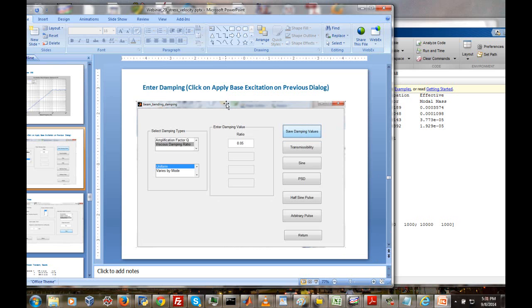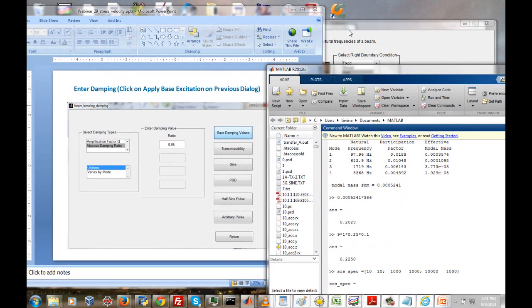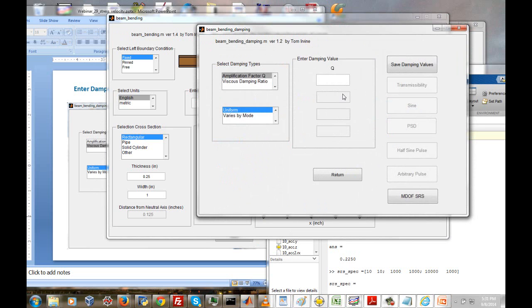So let's go ahead and enter in our damping. So to enter in our damping, actually we go back to this GUI here, and we go to these are called dialogues. Sometimes I call these pages or whatever, or menus. These are really dialogues. Okay, I need to get my terminology correct. We're back to this GUI dialog. We're going to apply a base excitation. And in this case, we're going to have uniform Q is equal to 10 amplification factor for all modes.